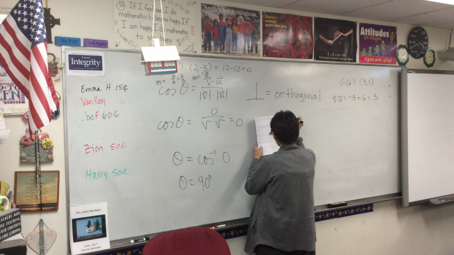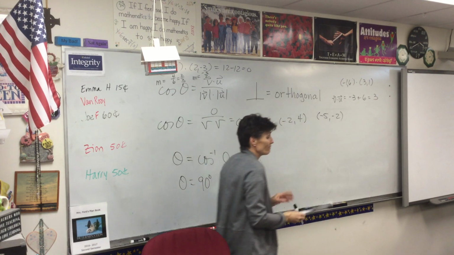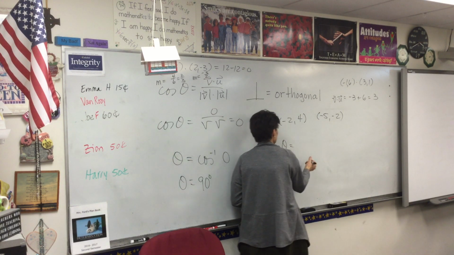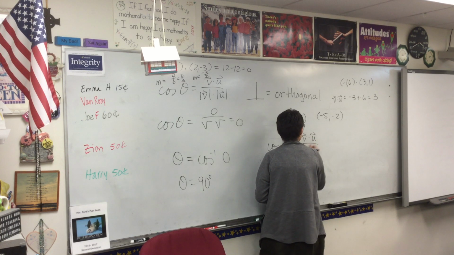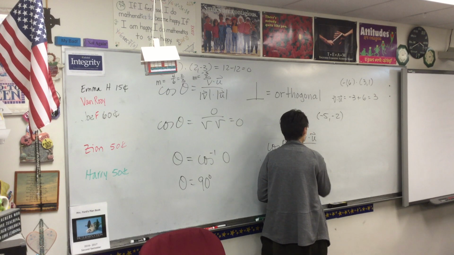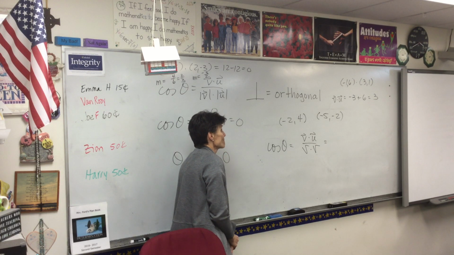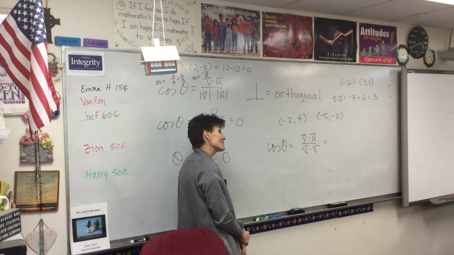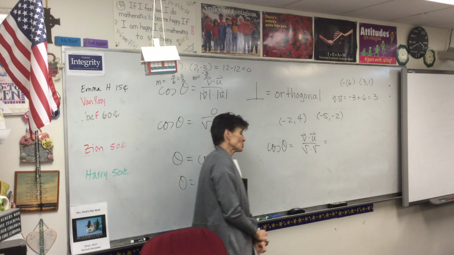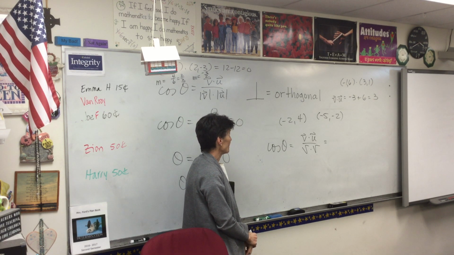All right, so our vectors are negative 2, 4, and negative 5, negative 2. We want to find the angle between them. So our formula says we need the dot product divided by magnitude times magnitude, right? No, I wouldn't break it down, because the question is not asking me for the actual cosine value, so I'm just going to type that number into my calculator.